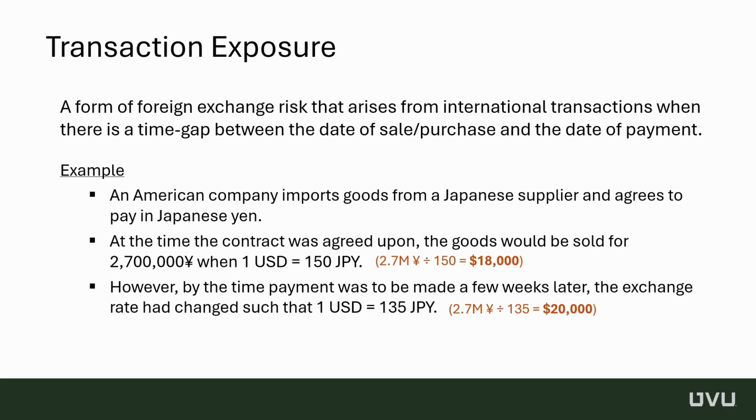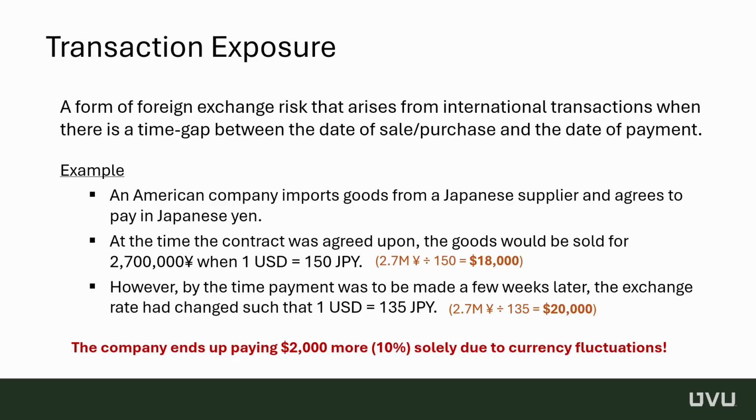The supplier did not increase its price. There's nothing more inherently valuable about these goods; the company still owes exactly 2.7 million yen. But because the exchange rate changed, the US dollar cost increased from $18,000 to $20,000. And that $2,000 difference is going to be recorded as a foreign exchange loss for the American company. The company will end up paying $2,000 more simply due to fluctuations in currency values.